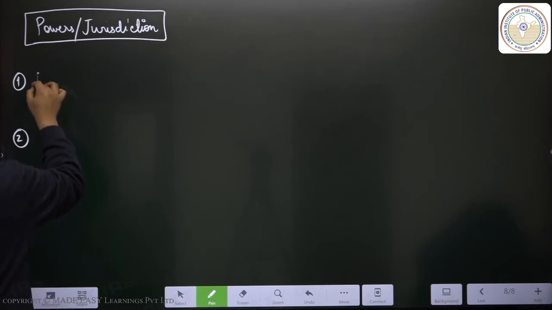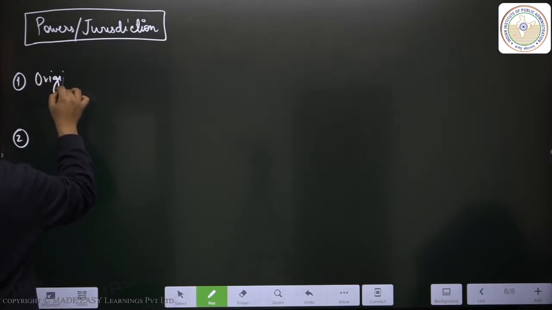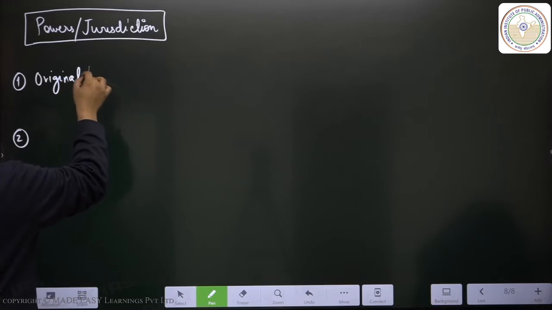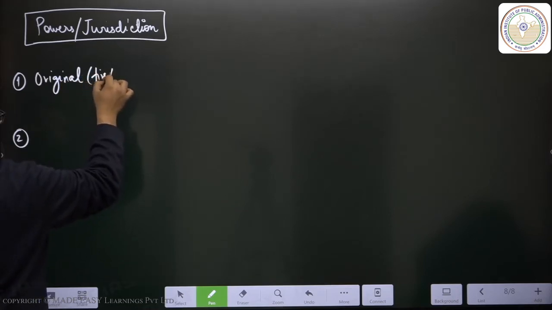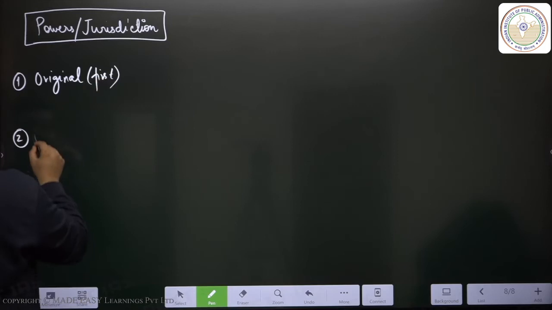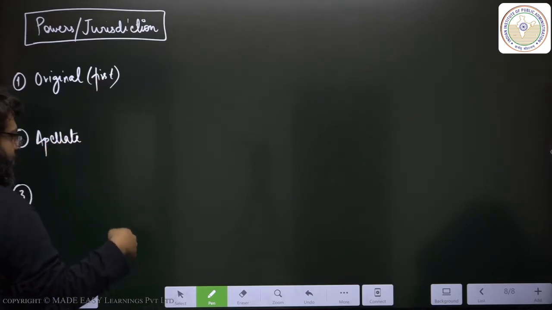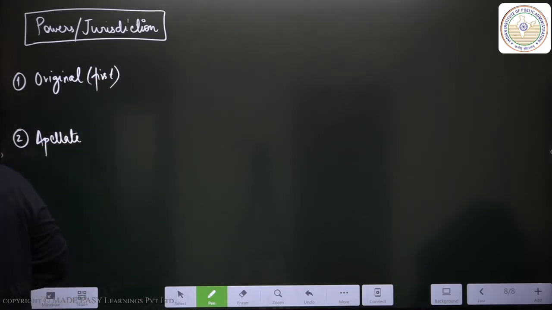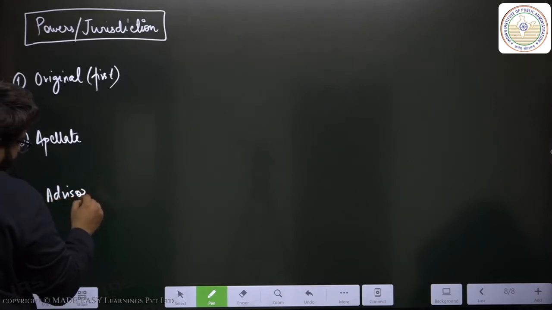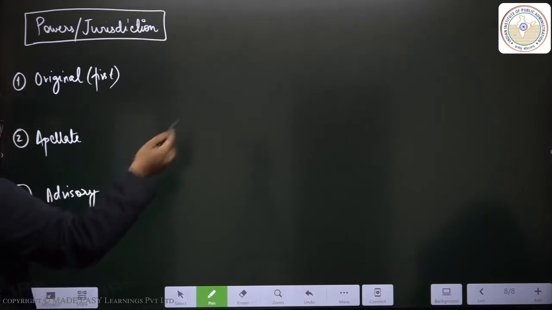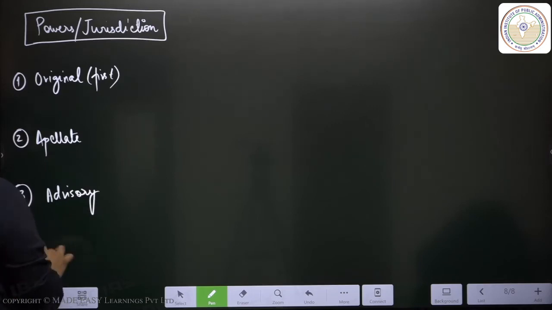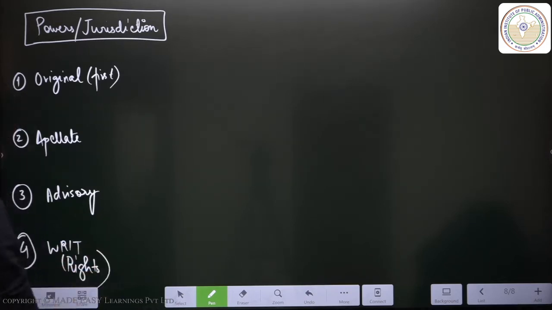First is called original, which is the first court that you can file a case in. Then there is something called appellate, where you're moving from a lower court to a higher court. And then you have advisory, wherein you're giving advice to somebody. And lastly, you have writ jurisdiction, to basically enforce rights.